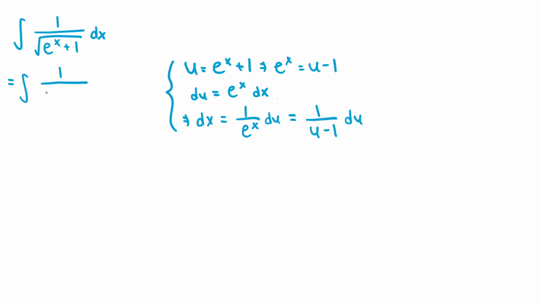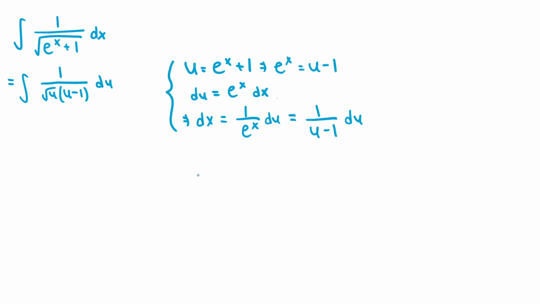So if we substitute all of this back into the expression, we end up with the integral of 1 over the square root of u times parentheses u minus 1 du, since the square root of e to the x plus 1 becomes the square root of u, since u equals e to the x plus 1, and dx is just replaced by 1 over u minus 1 du. Looking at what we have now, we have a square root u term in the denominator multiplied by u minus 1, which is a linear factor.